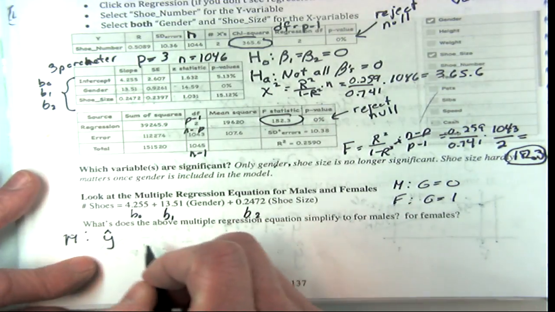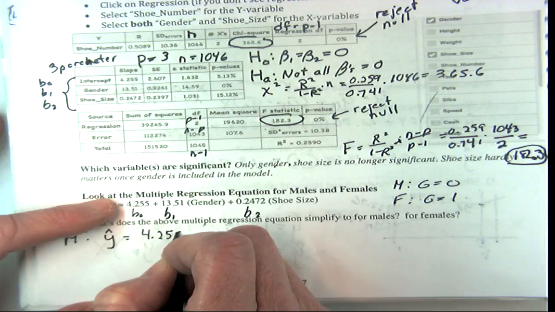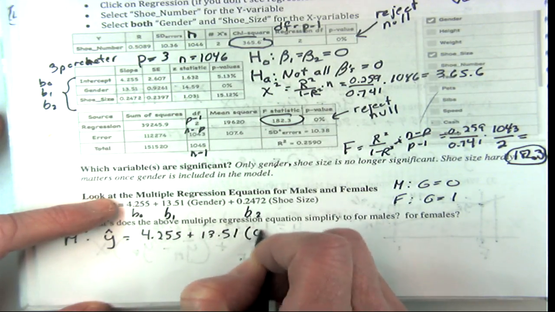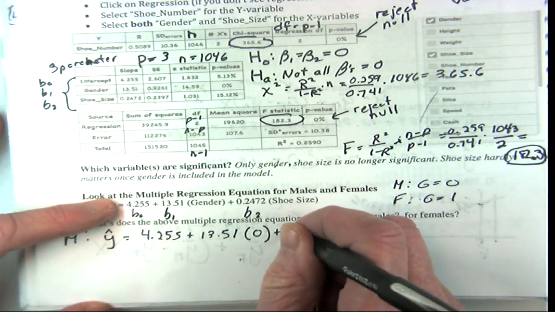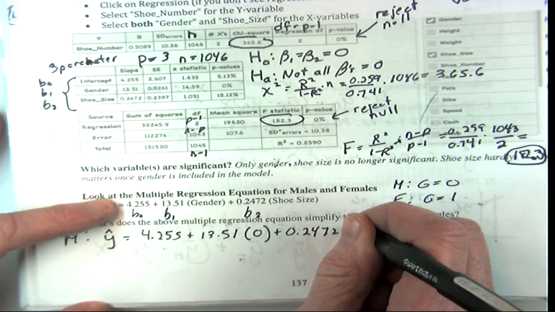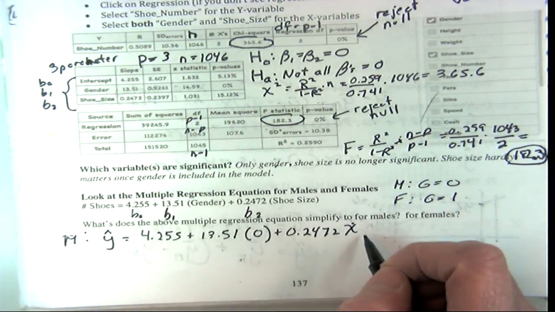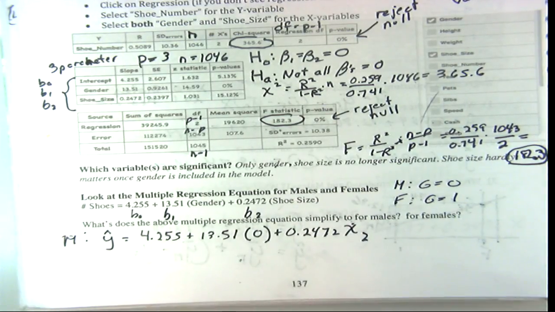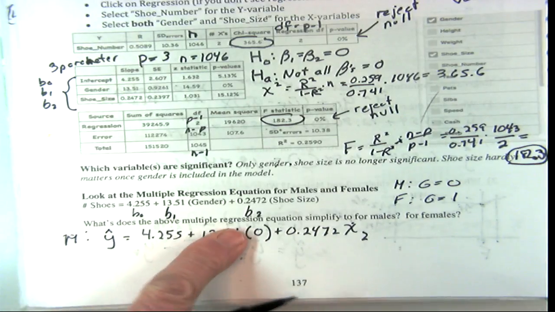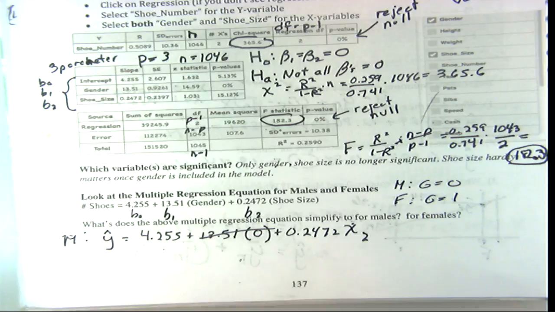All right. So now we can say for males, you're going to have 4.255 plus 13.51 times 0 plus 0.2472 times X2, shoe size. There's no gender variable. This is just going to be your equation, because you don't need a gender variable.